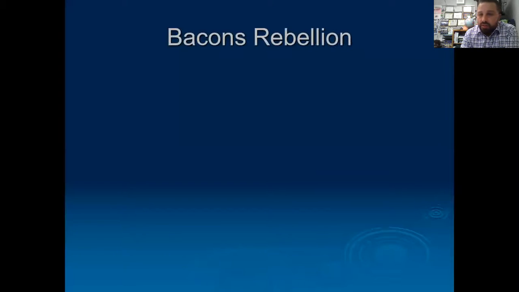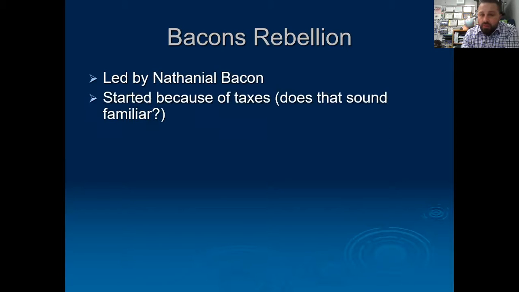So this leads to Bacon's Rebellion. This does not mean you're having a bad breakfast, okay? Nathaniel Bacon was a person that was going to lead a rebellion based on taxes. A lot of indentured servants were getting taxed on the income or what the British government said was income because other people paid for their trip and their food and their housing. Well, if they're not getting paid and they're in a 4 to 7 year contract, how do you pay the British government? So this starts because of taxes, which should sound familiar because, frankly, the American Revolution starts because of taxes.